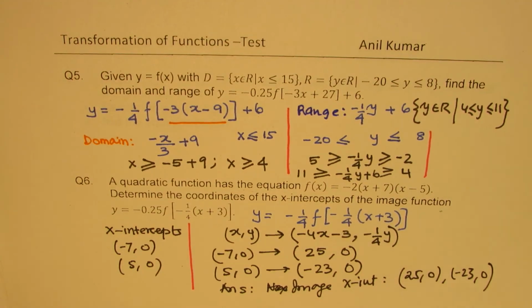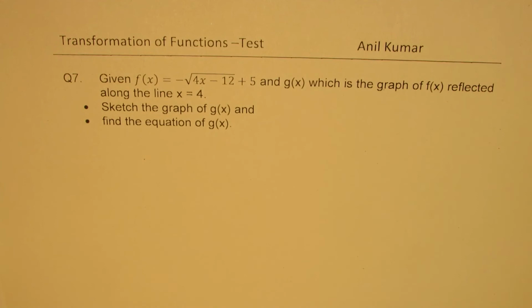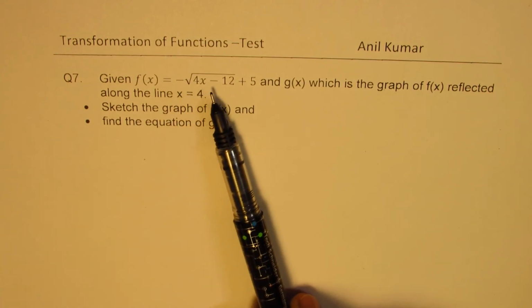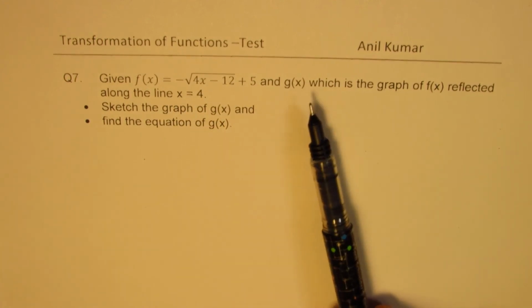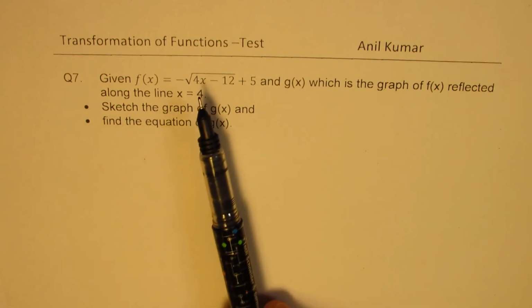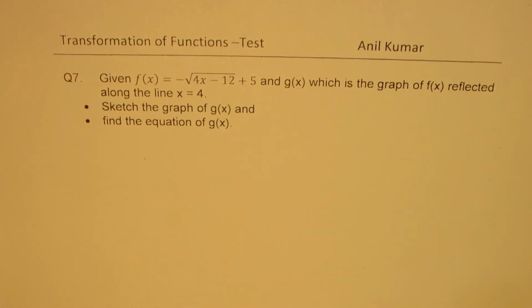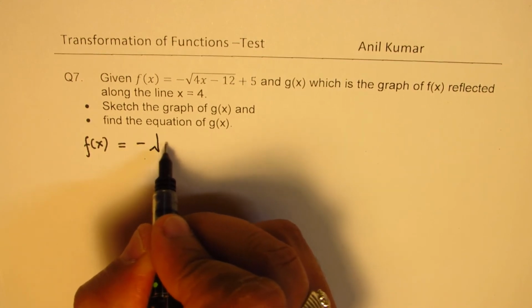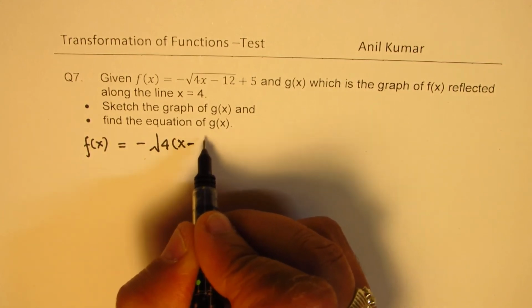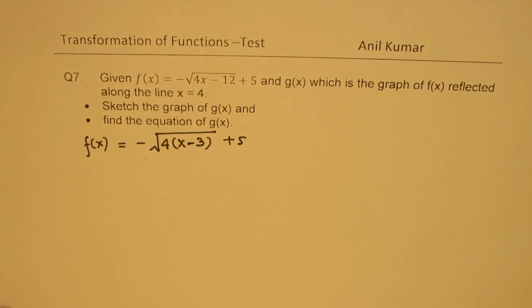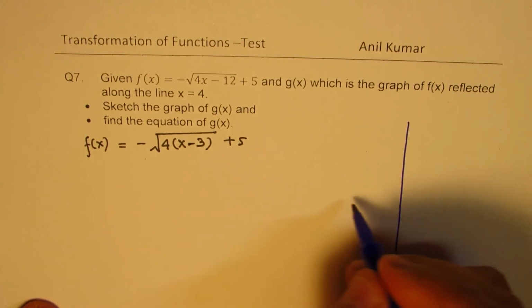We're absolutely clear about how to work with inequalities when we are multiplying with negative numbers. The sign changes, right? Now let's take up the last thinking and application question, which says, given f of x equals -square root of 4x minus 12 plus 5, g of x is the graph of f of x reflected along the line x equals 4. Sketch the graph of g of x and find the equation of g of x. So let's first understand the given function itself, which is a transformed square root function. Taking 4 common, we get x minus 3 plus 5, correct?